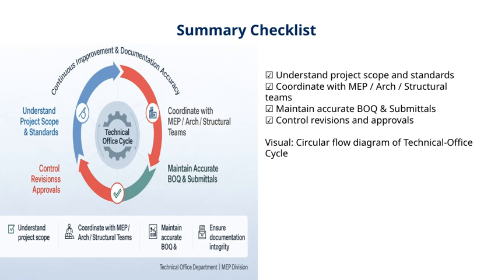Maintaining accurate BOQ and submittals is also vital. These documents are the backbone of project clarity and cost control. And finally, controlling revisions and approvals helps us stay organized and ensures everyone is on the same page throughout the process. As you can see in the visual, the circular flow diagram of the technical office cycle really emphasizes how these steps are interconnected. It's a continuous loop of review and coordination that keeps the project moving efficiently. Remember, mastering this cycle is essential for delivering quality work on time and within scope.